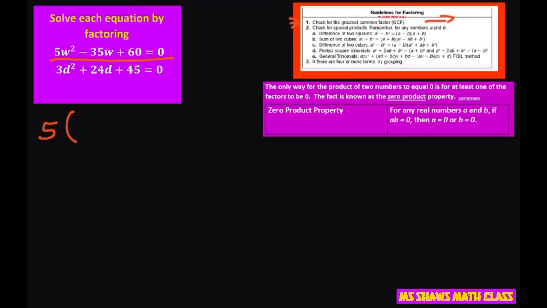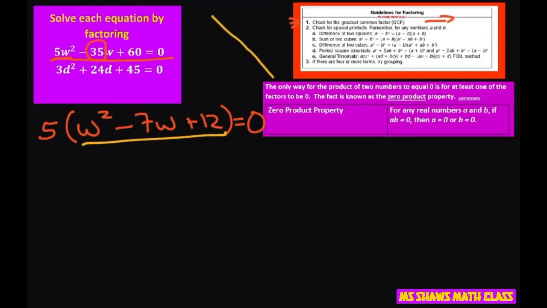But basically we're dividing. So 5 divided by 5 is 1, so you just have w squared. 35 divided by 5 is 7w. And 60 divided by 5 is 12. And you set that to 0. All right. Now it's a lot easier to factor this.